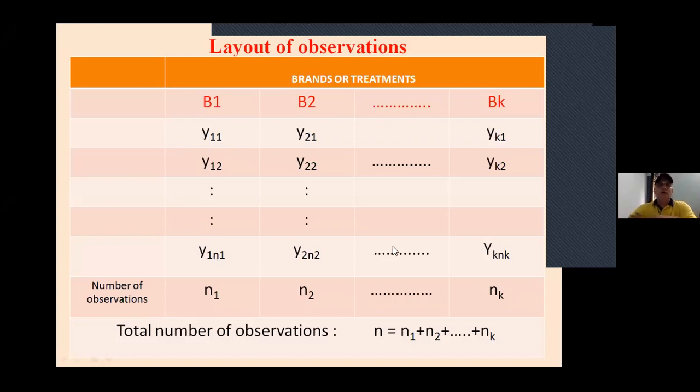So what is ANOVA? Analysis of variance is a technique which divides the total variation present among the set of observations into two types of components here. The first component is between variation, that's between the brands. Another is within variation, within the particular brand. And if you add between plus within, you will get the total variation.